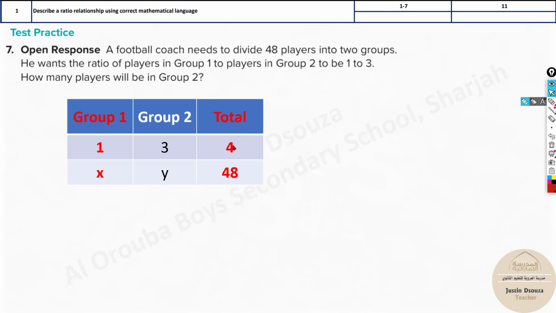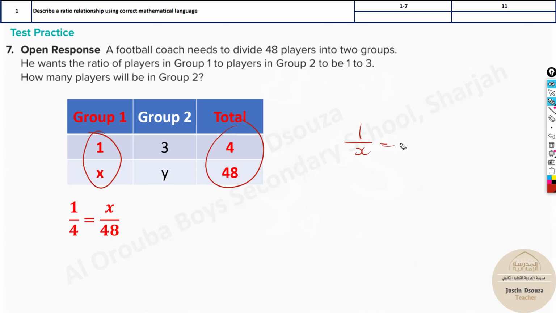And now let's take one group and the total at a time. This and this. Equate these both. 1 divided by, okay, now this is solvable in different methods. I will do this. One way is you can just write this is equal to this. If it is easy, 1 divided by x is equal to 4 by 48.